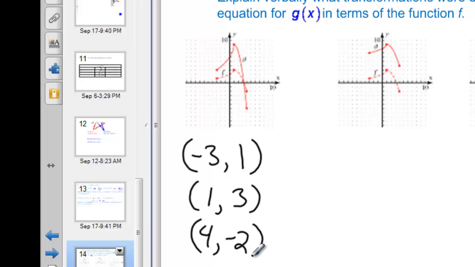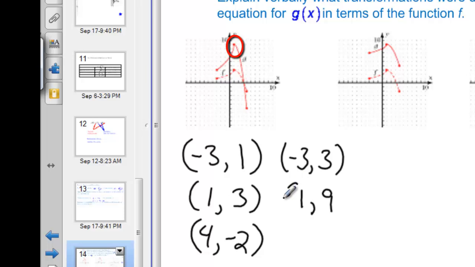Now I look at g, and I see what the corresponding values are for each of those points. The first point is -3, 3. The second point is 1, 9. Finally, the third point is 4, -6.